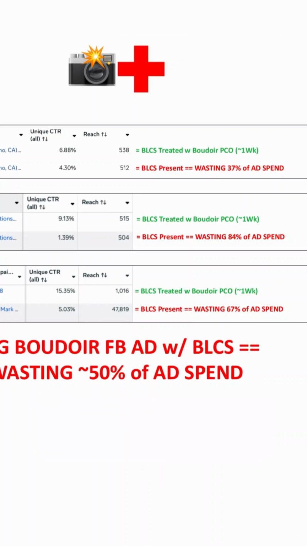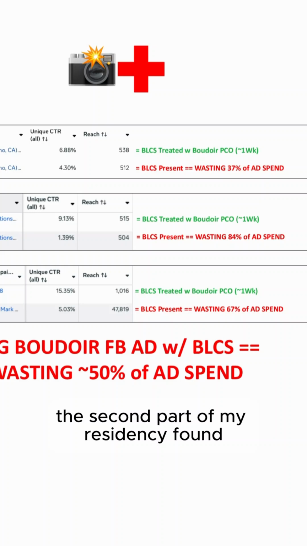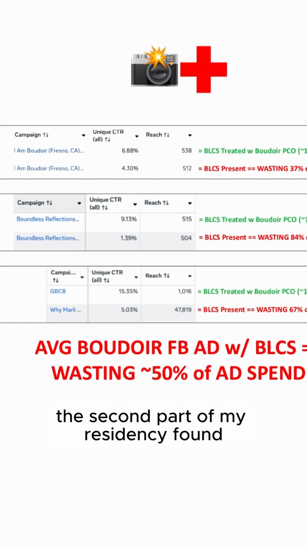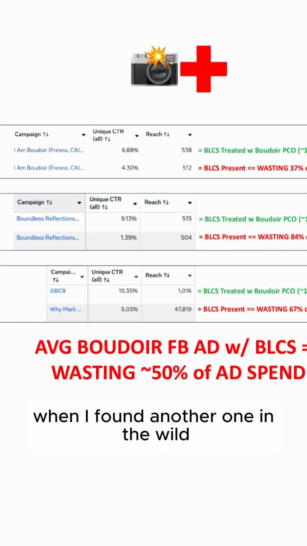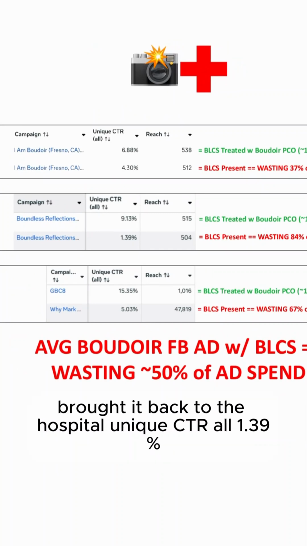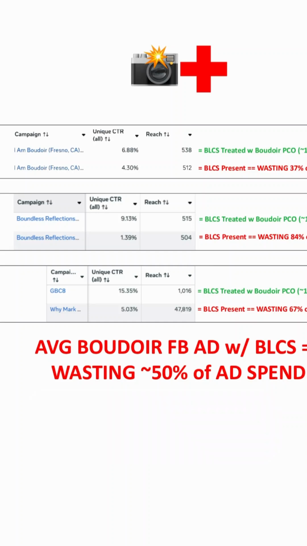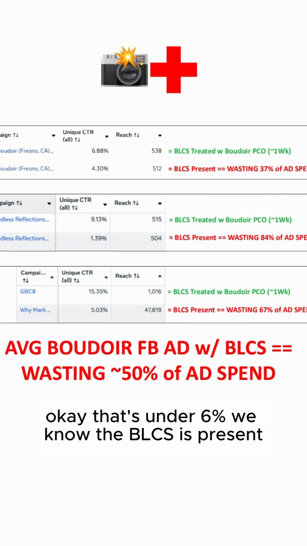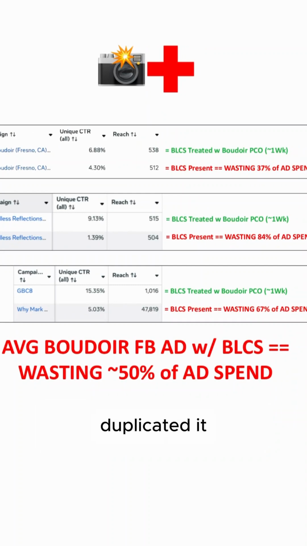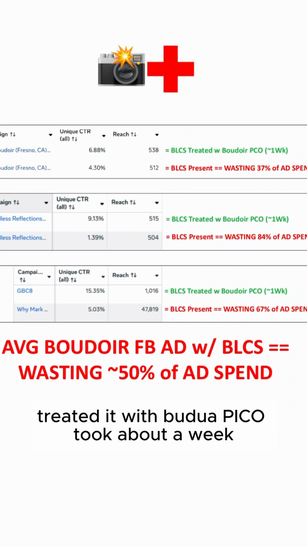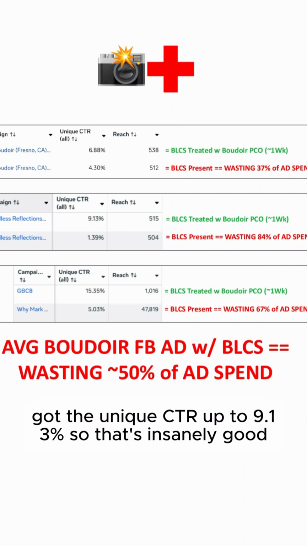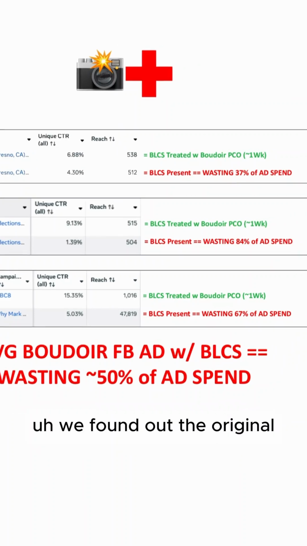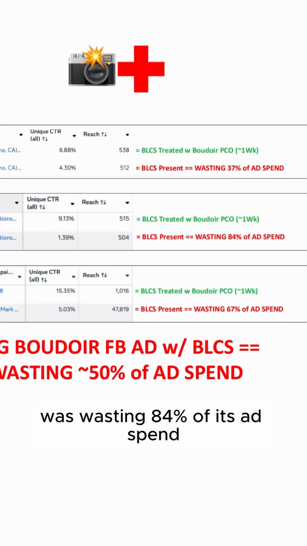Now, the second part of my residency, I found another Boudoir Facebook ad in the wild and brought it back to the hospital. Unique CTR all 1.39%. Okay, that's under 6%. We know that BLCS is present. Duplicated it, treated it with Boudoir Pico, took about a week, got the unique CTR up to 9.13%. So that's insanely good. We found out the original was wasting 84% of its ad spend.